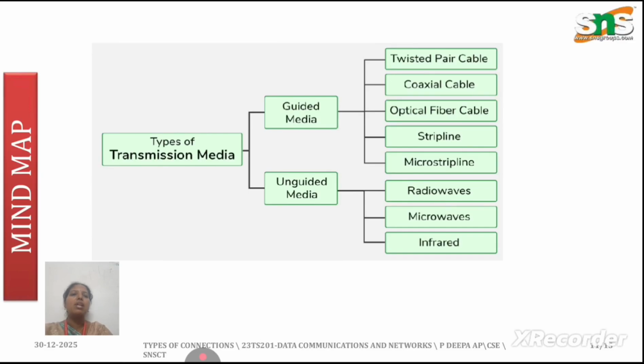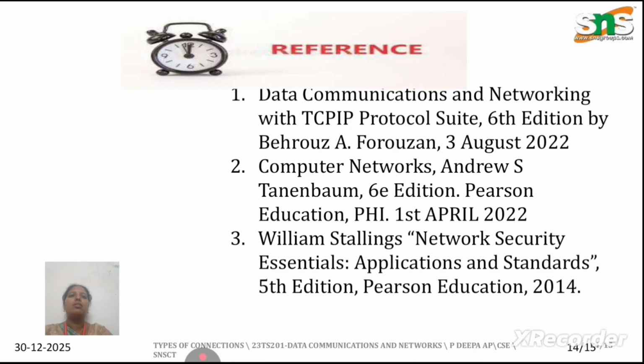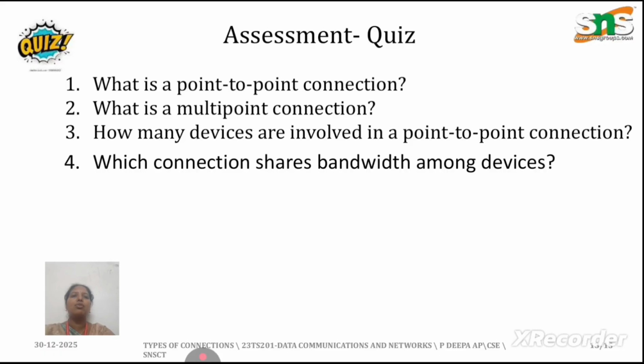Here is the mind map of the connection types. The connection can be either point-to-point or multi-point. The multi-point connection can have half duplex and full duplex modes. The challenges: why is Wi-Fi usually a multi-point connection, and why is a point-to-point connection more secure? Give your reasoning. The assessment part will be given in the next slides.